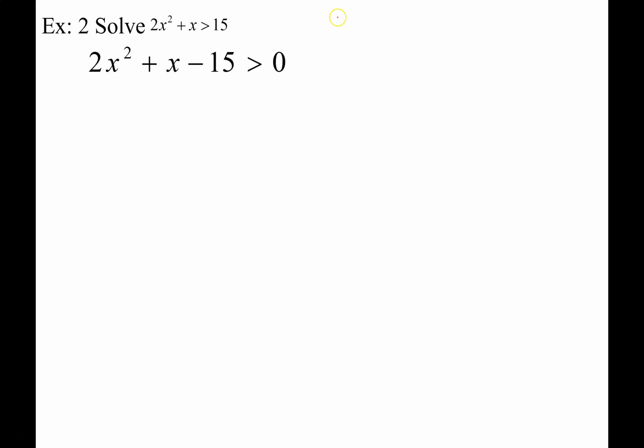I'm going to use bottoms up just in case you've forgotten. Here we go. On top, I'm going to have a times c, bring down the b. So over here, that's a -30 when I multiply those two, right? And then my b value, that's 1. Good to go.